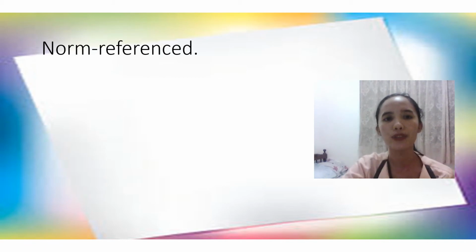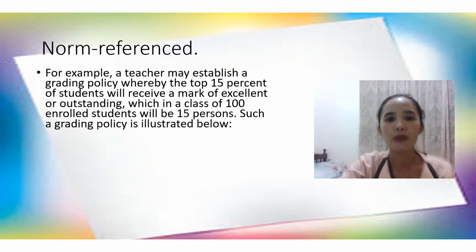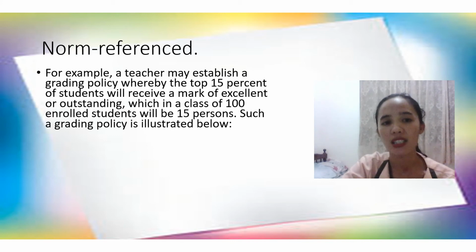Example for norm reference grading. A teacher may establish a grading policy whereby the top 15% of students will receive a mark of excellent or outstanding, which in a class of 100 enrolled students will be 15%. Such a policy is illustrated below.